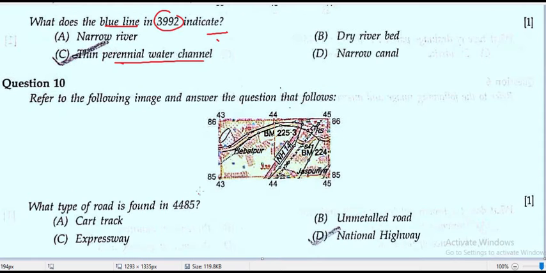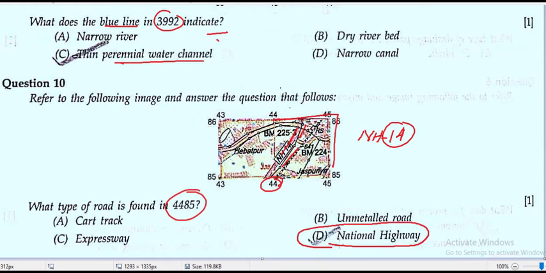What type of road is found in 4485? What type of roads are there? Here you can see two types of roads. One is a railway line, another is a national highway. NH 14 is there, that means national highway number 14. Both can be answered, railway line and NH 14, but in the options you can see there is no option with railway line. So the answer should be national highway.